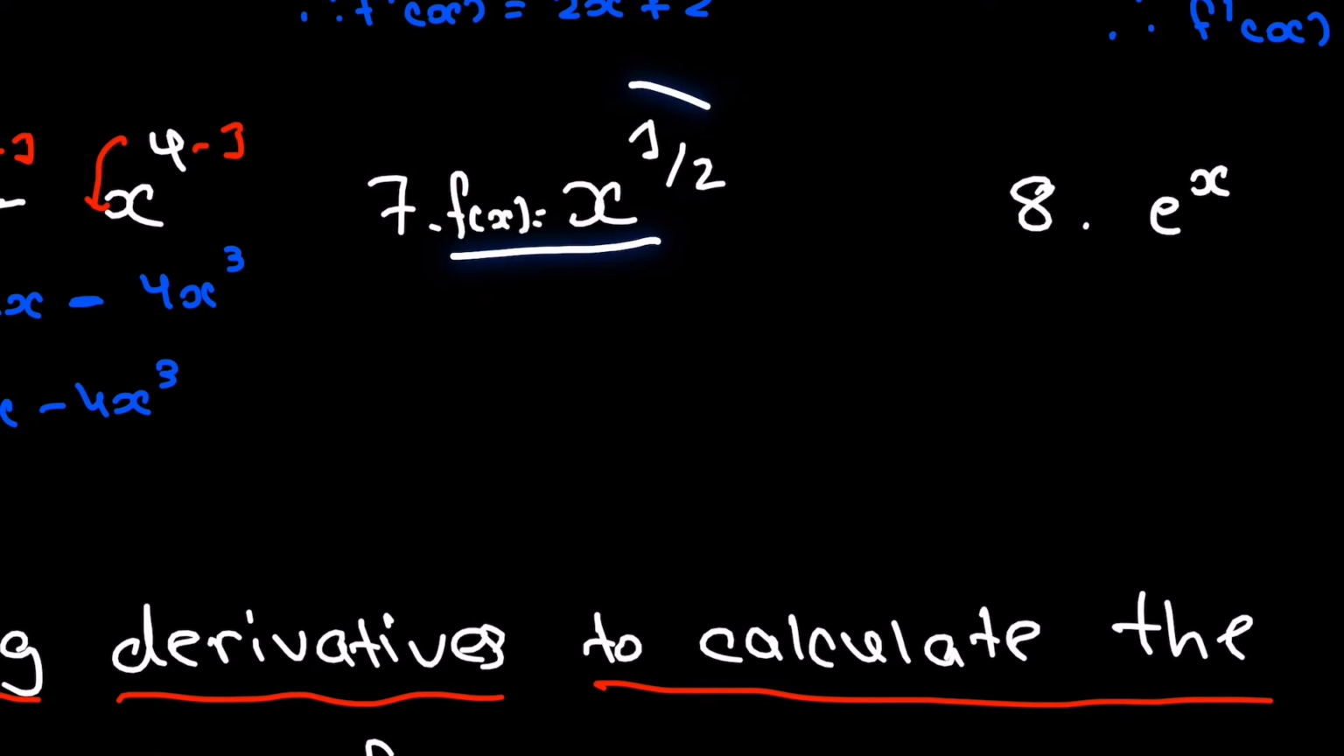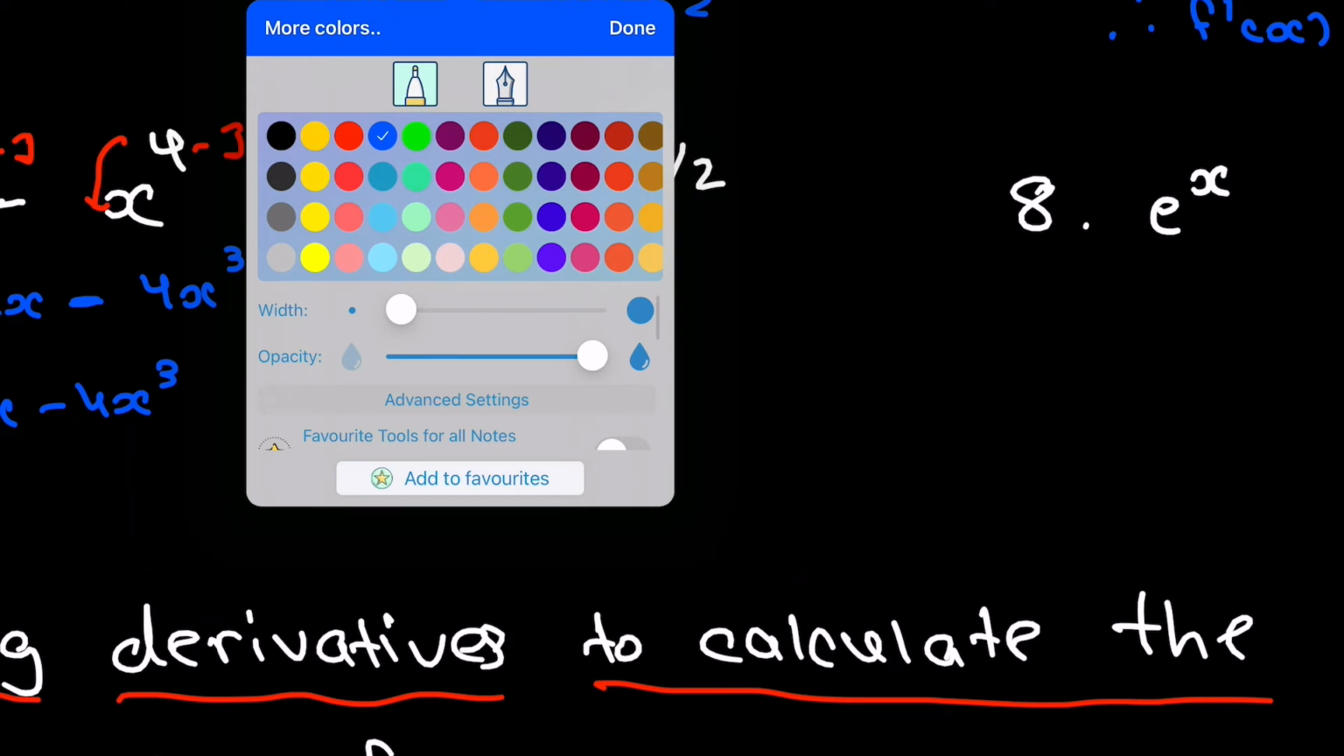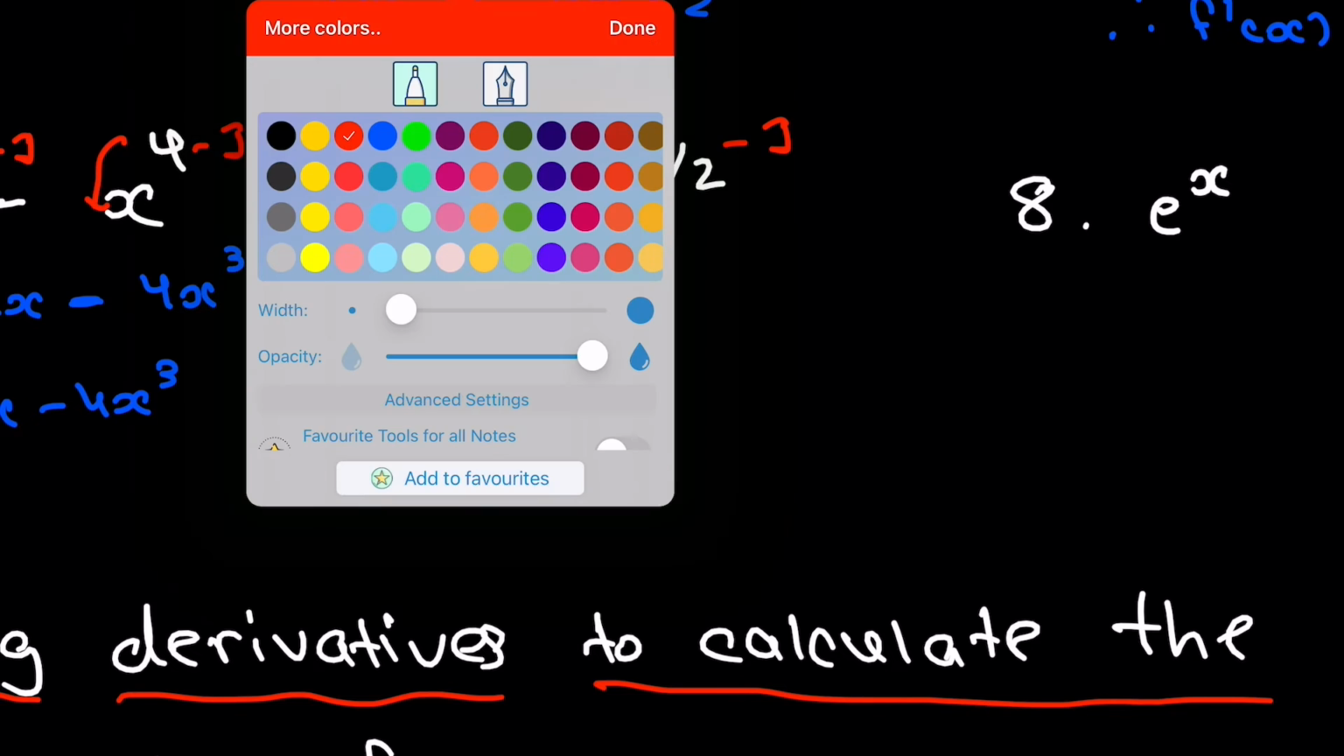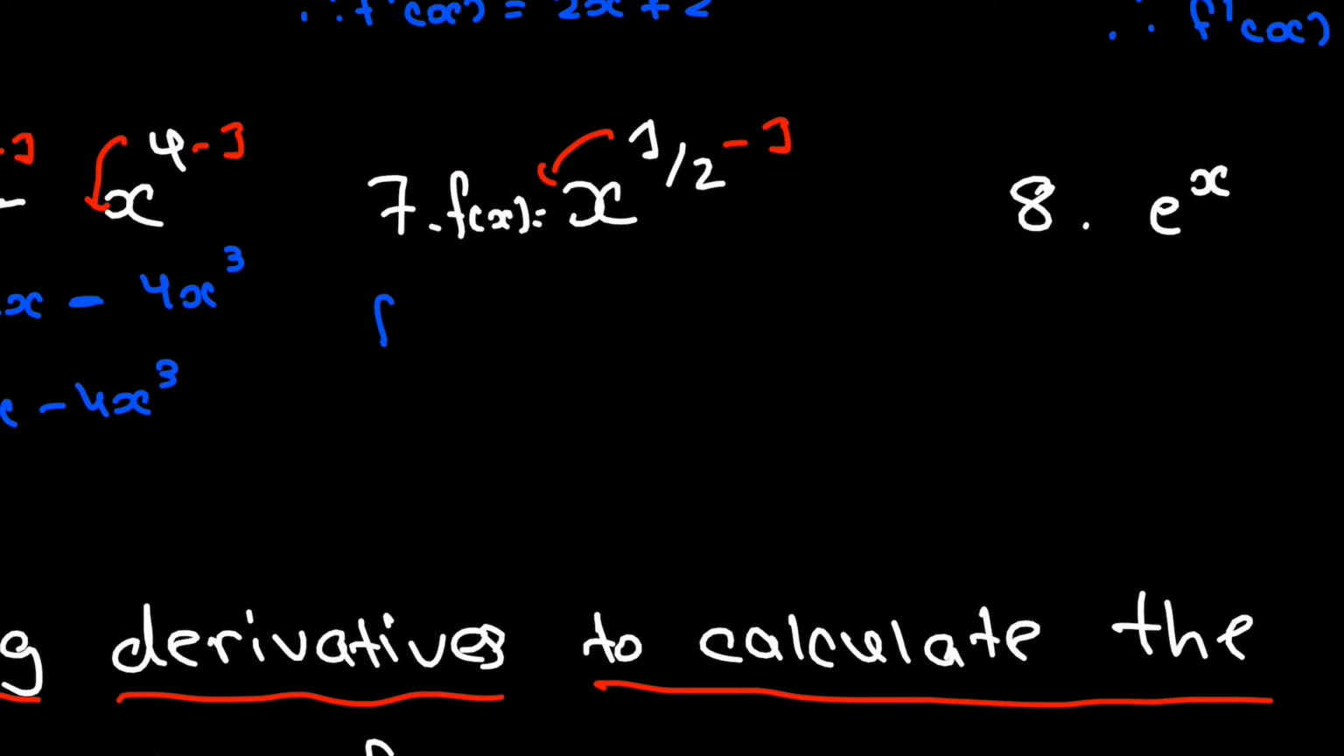Question number 7, we have f of x is equal to x to the power of a half. Remember, to calculate the derivative, we bring the half down and we minus by 1. So then we get f dash x is equal to half x to the power of negative half. Okay, so that's your derivative.